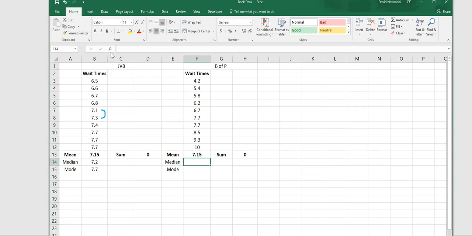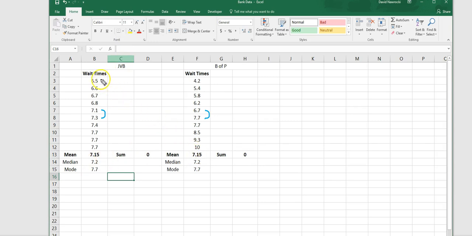Now for the Bank of Providence, the median would be the average of the 2 middle numbers here, and that's also going to be 7.2. And the mode will be 7.7 as well. The mode is the score that occurs most frequently, that is 7.7, just like over here. So we have our measures of center for both data sets being exactly the same.